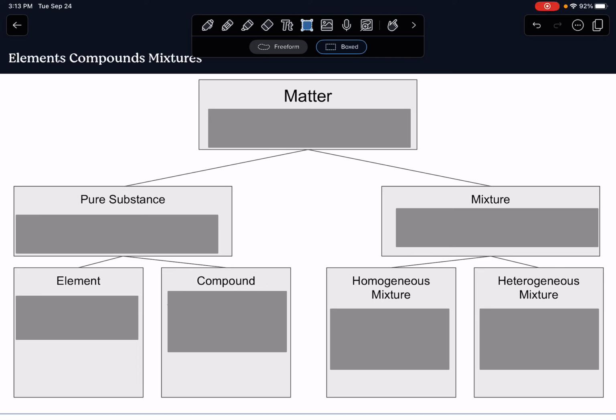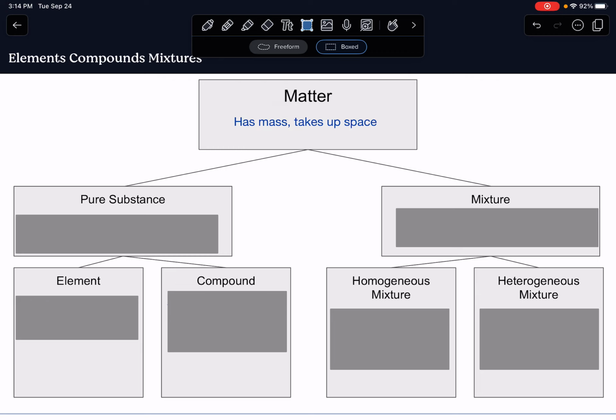In this video, I'm going to be going over how to classify matter into the four categories: elements, compounds, homogeneous, and heterogeneous mixtures. All of matter can be broken up into one of these four categories, and this flowchart is mostly meant to help you figure out which of those four categories it falls into.